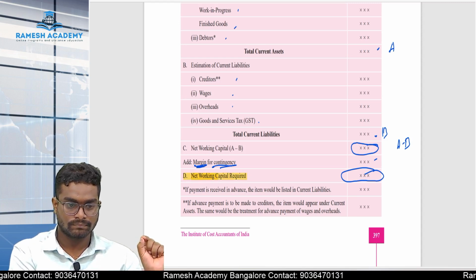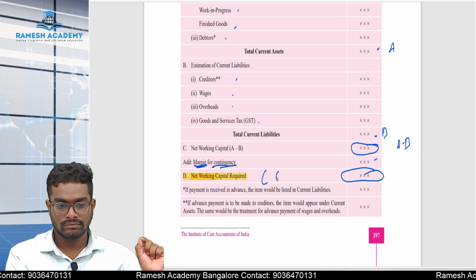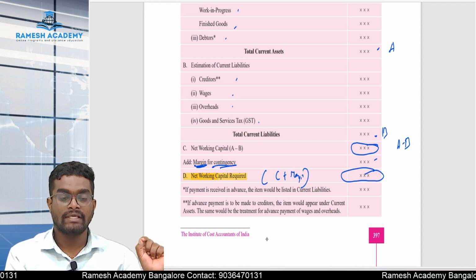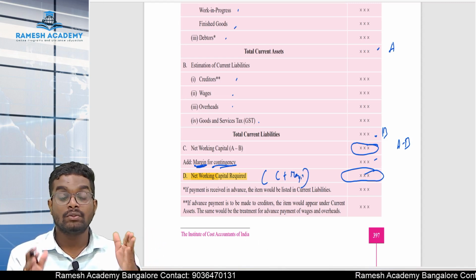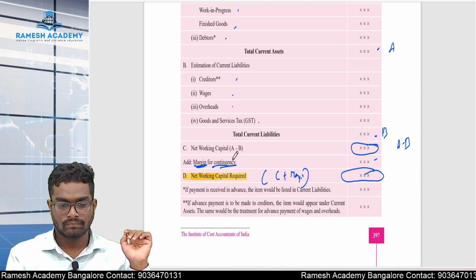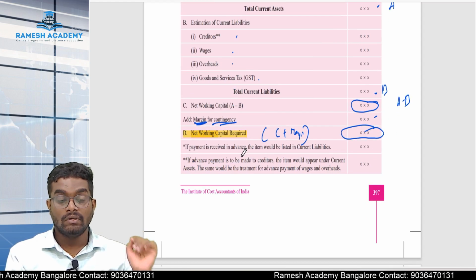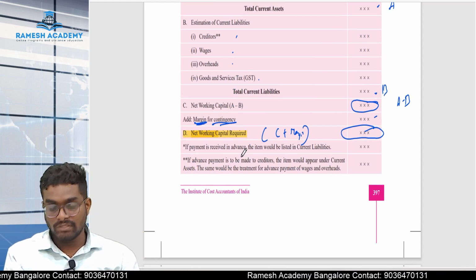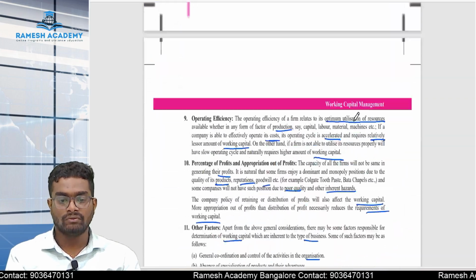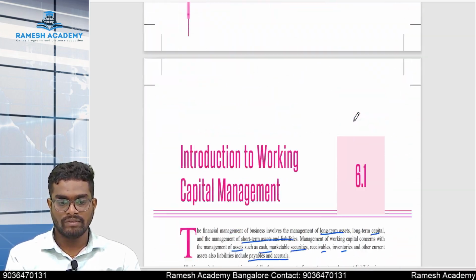Okay. So it is C plus margin. So net working capital plus margin will be the total amount of working capital required. On the basis of this we have illustrations, which will be solved. Now we'll quickly revise what we have learnt in today's session.